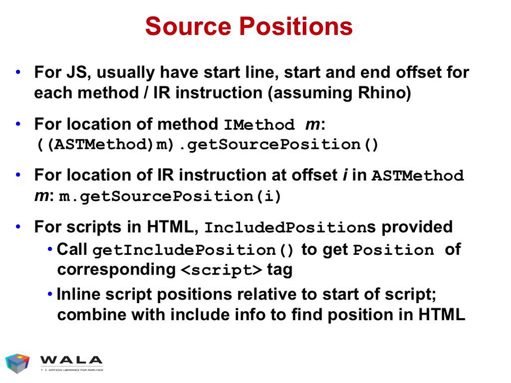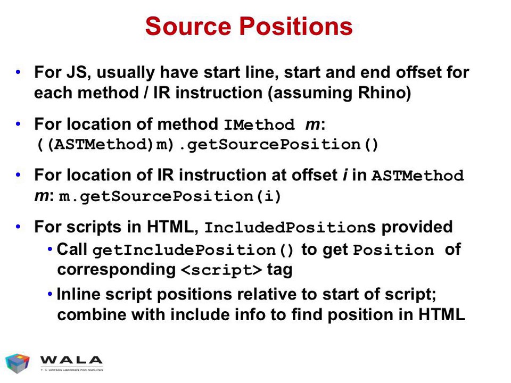So for a particular method, if you want to get its source position, you downcast it to an AST method and invoke this get source position method. Similarly, there's a get source position method for IR instructions. So given its offset in the IR array, you can pass that offset here to get the location.